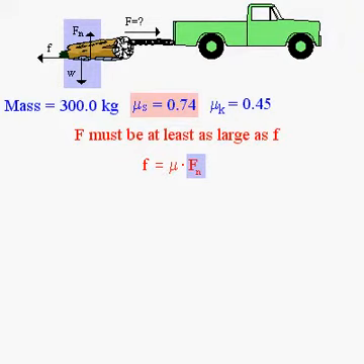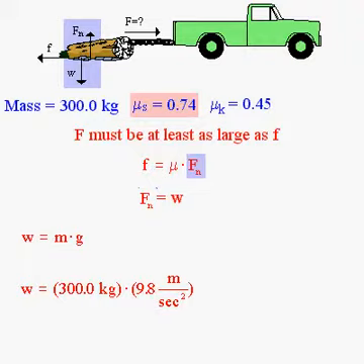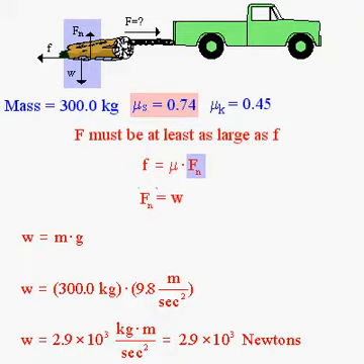Remember, weight's pulling the log down, but the ground is pushing back up on the log so that it doesn't accelerate downwards. So the normal force must counteract the weight. In other words, the magnitude of the normal force has to equal the magnitude of the weight. Well, we know how to calculate weight. Weight is simply mass times g. We know that the mass is 300 kilograms, and we know that g is 9.8 meters per second squared. So the weight is 2.9 times 10 to the 3 kilogram meters per second squared, or 2.9 times 10 to the 3 newtons. Well, we can take that weight and stick it into the equation that says F normal equals weight, and we know that F normal is 2.9 times 10 to the 3 newtons.